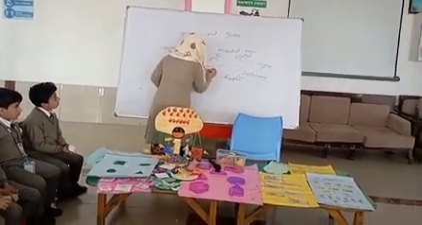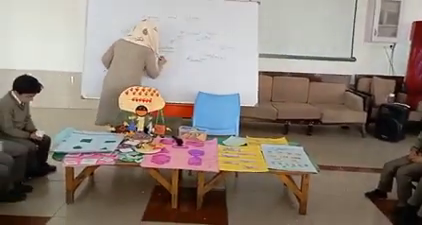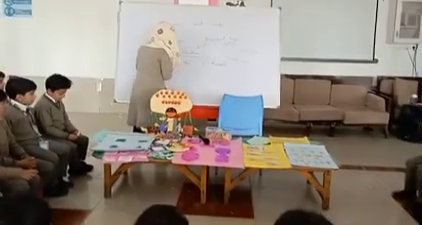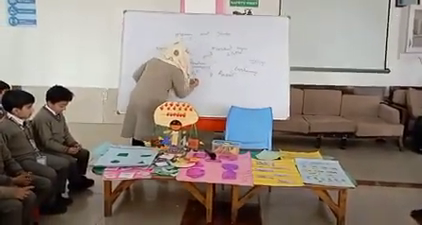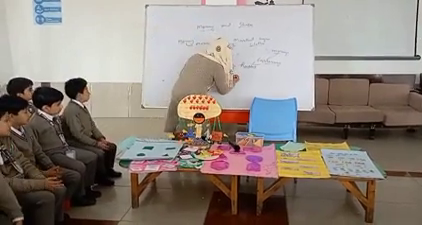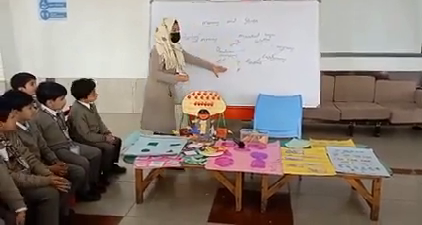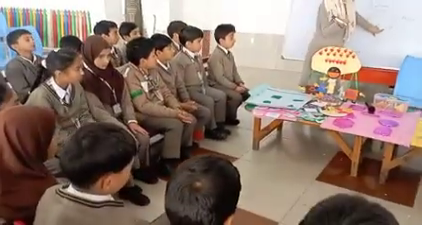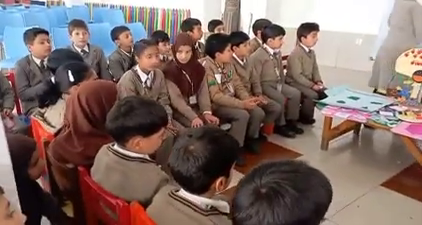Indian currency is in the form of rupees and paisa. The symbol of rupees is this, and we can write paisa as P. This P denotes the sign of paisa.